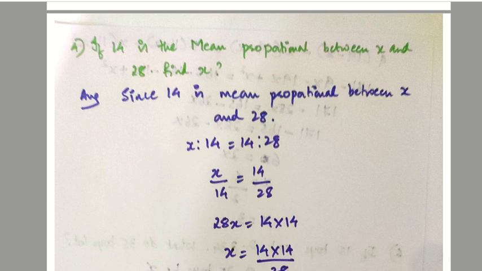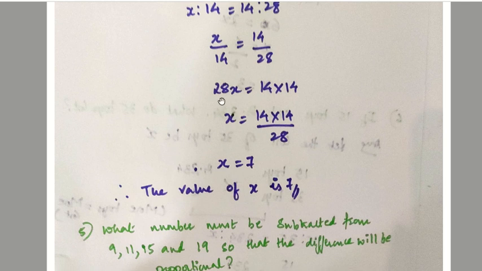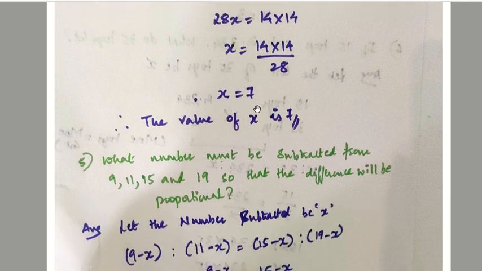So your next question, if 14 is the mean proportional between x and 28, find x. Since 14 is the mean proportional between x and 28, therefore x is to 14 is equal to 14 is to 28. So the in-between number is 14. That is what they are telling in the question. So x by 14 is equal to 14 by 28. Cross multiply, 28x is equal to 14 into 14. x is equal to 14 into 14 divided by 28.